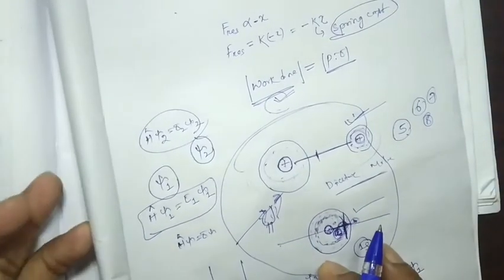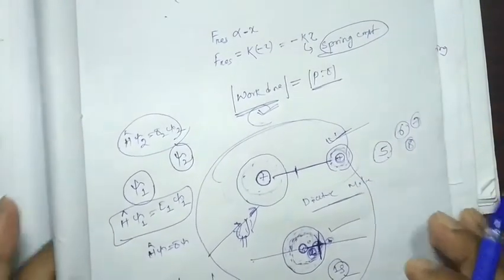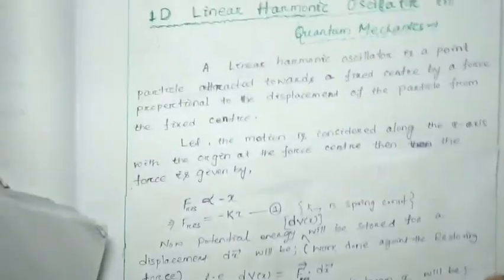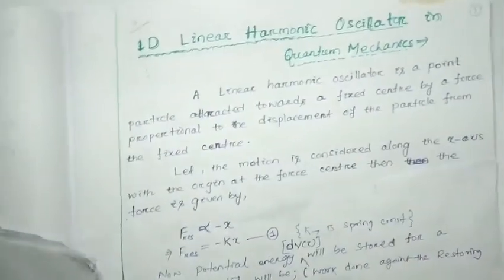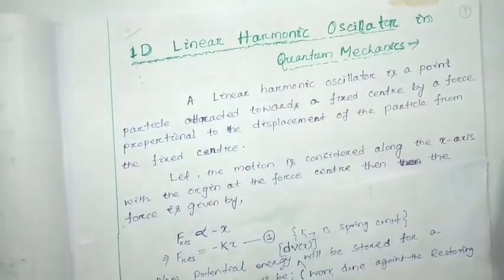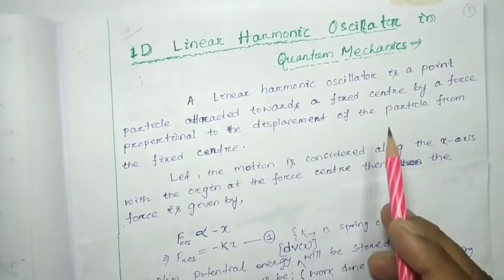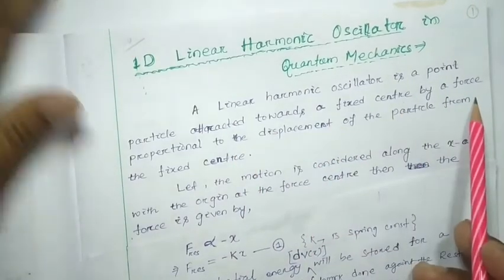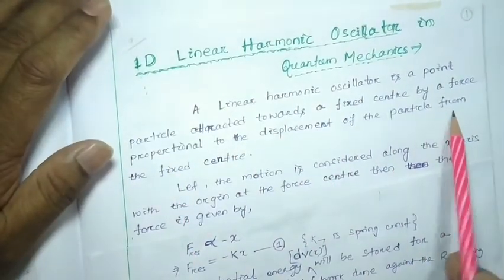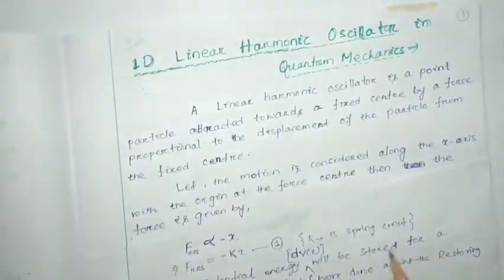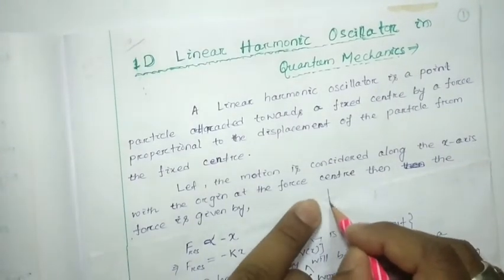So now we are going to discuss in detail this linear harmonic oscillator. Whatever I have just discussed, the same thing I have written over here. You just watch, I'm just reading those things. Okay, simple things. A linear harmonic oscillator is a point particle attracted towards a fixed center by a force proportional to the displacement of the particle from the fixed center, whatever we have discussed in this figure. I suggest that you draw this figure here. It will be better for you.